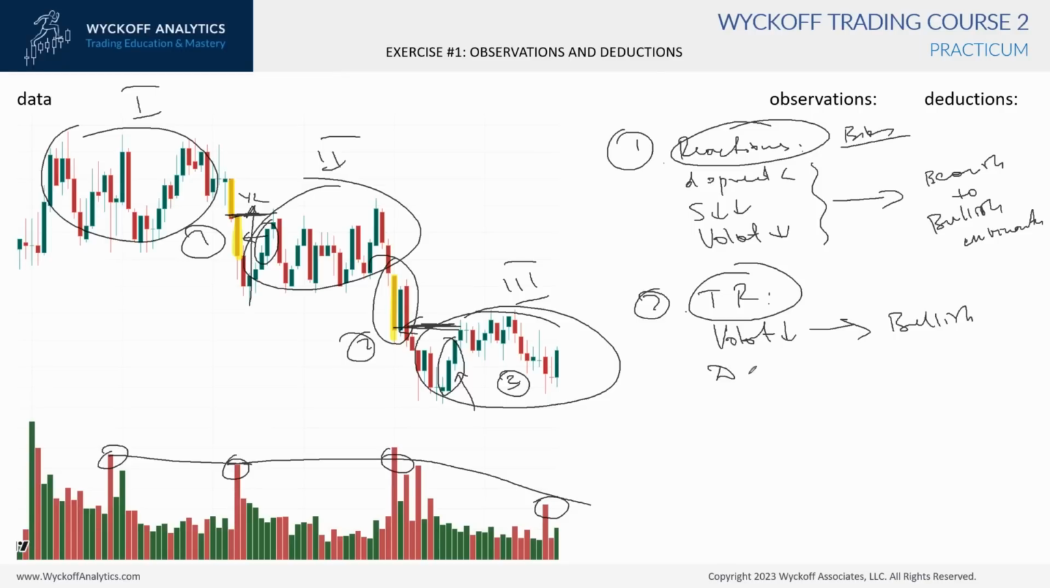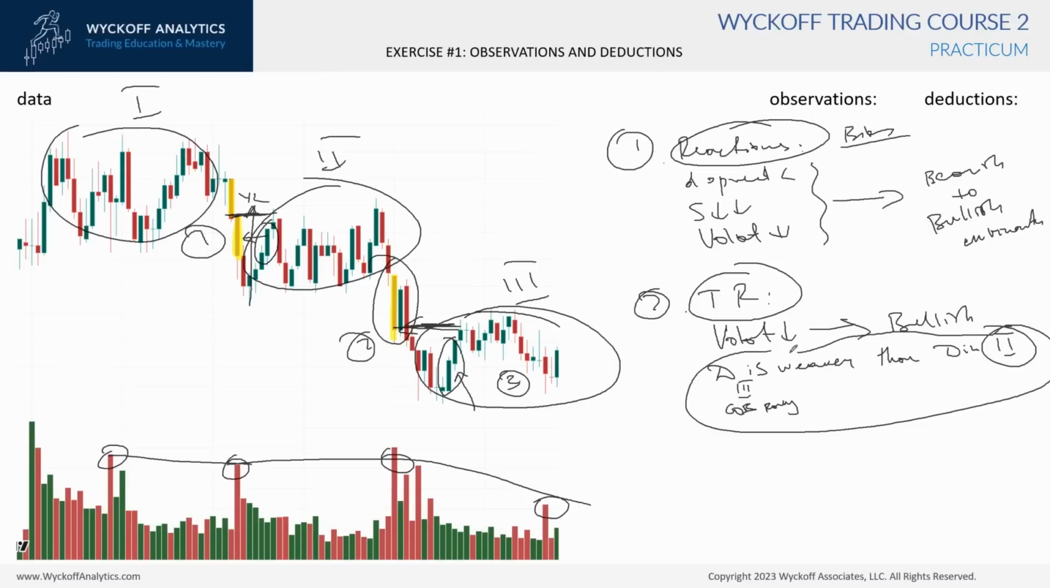It means that demand is weaker, demand in the trading range. Number 3, on the change of behavior rally, is weaker than demand in trading range number 2. But what does this mean? This is just a conclusion out of the observations. But what is the deduction here?